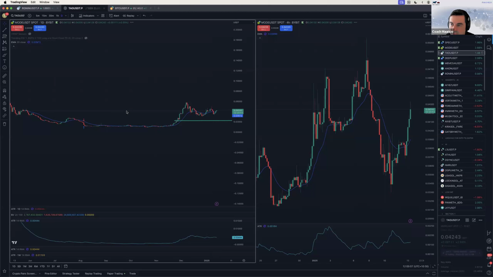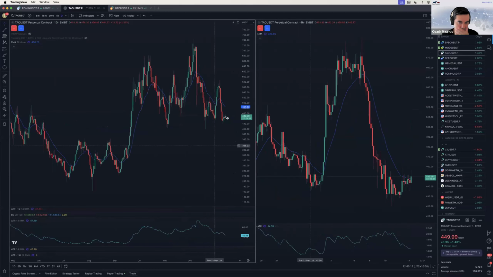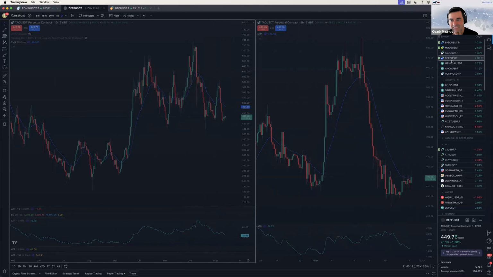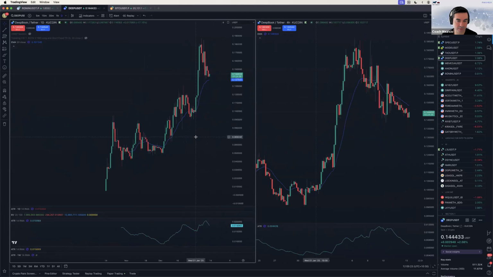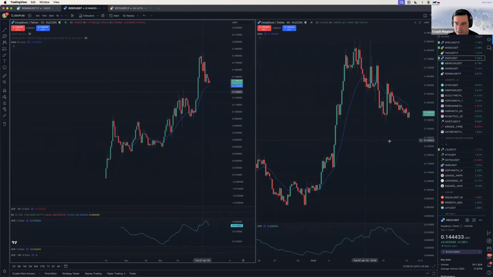We have Tau. I haven't gotten into Tau, so I want to consolidate some of my AI positions into Tau. Tau looks pretty good at this level. Dip, I did talk about Dip because this is the liquidity aspect of Sui. This one did really good, and same thing, people are not selling, so this could be a really good spot hold as well.